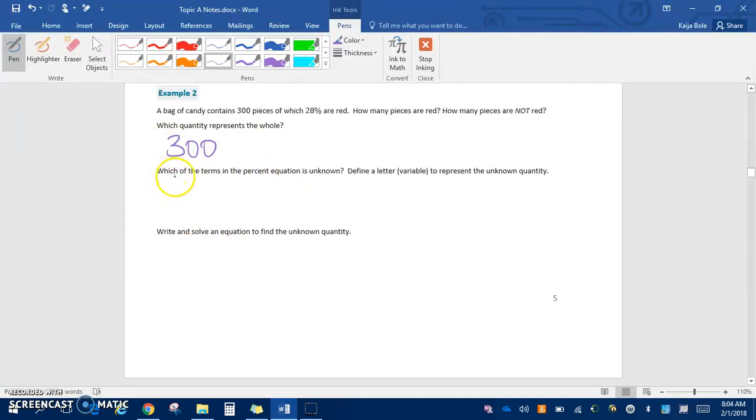The next part says, which of the terms in the percent equation is unknown? Define a letter or a variable to represent the unknown quantity. So we'll just call it x. And what we don't know is how many red pieces. And we know that this is the portion of the proportion.